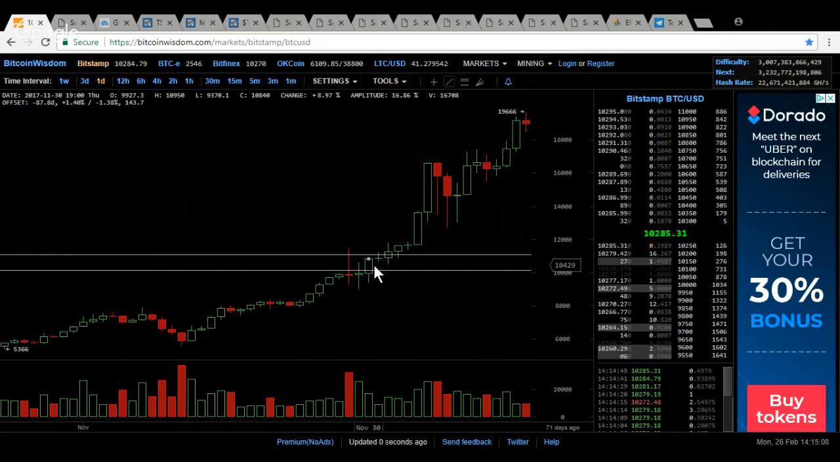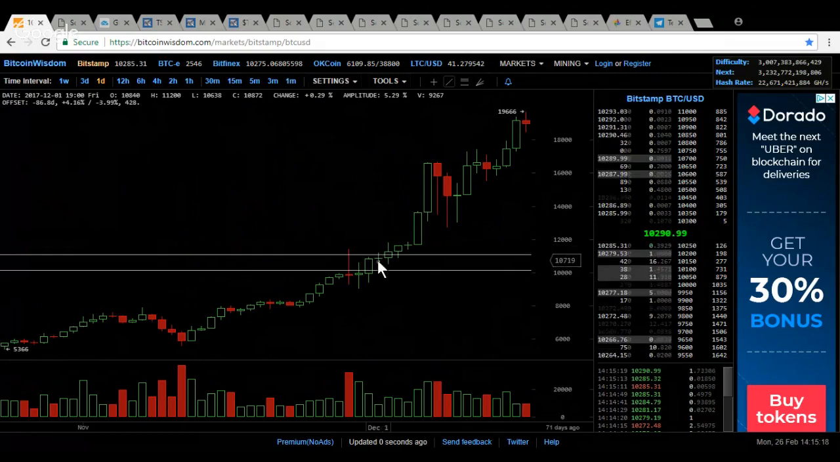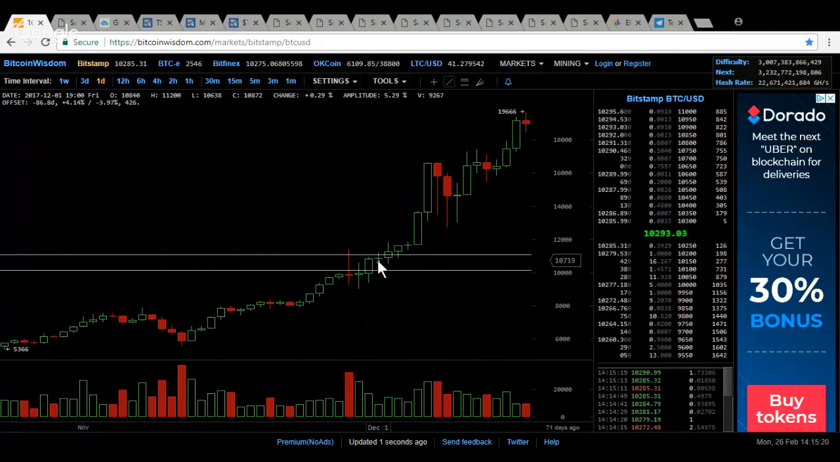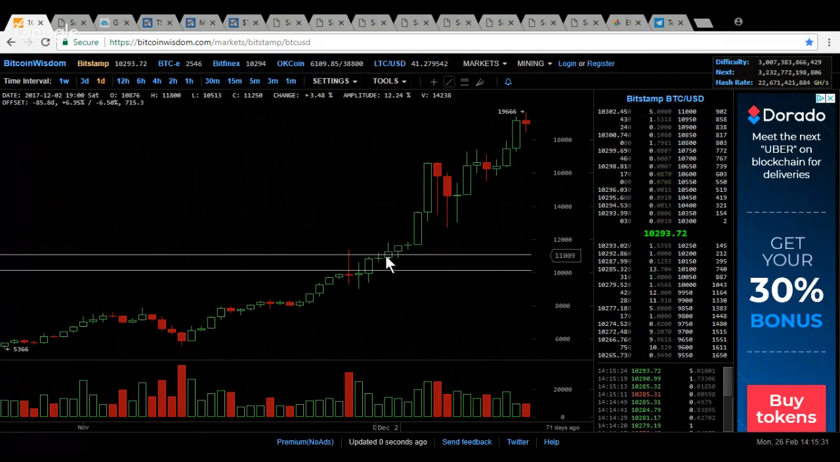Then a couple of interesting things started happening at the 11,100 line. The next day, we broke through it, but closed beneath it. The third day in this series, we opened below it, ran way above it, came back and closed above it, but not by very much.